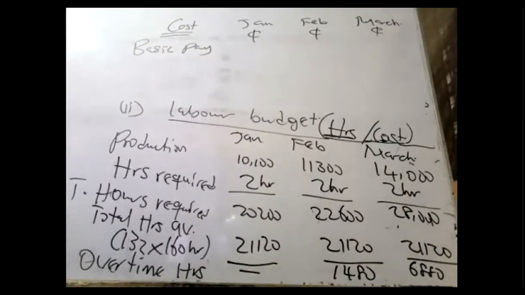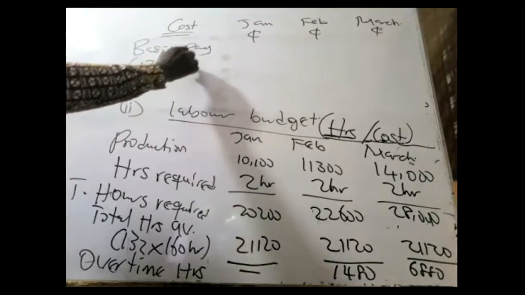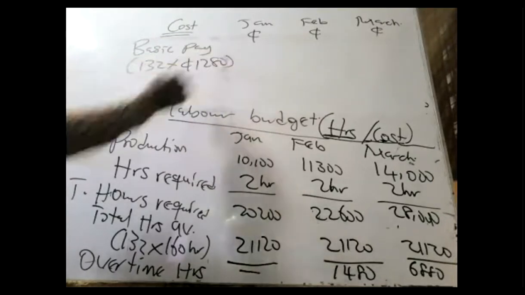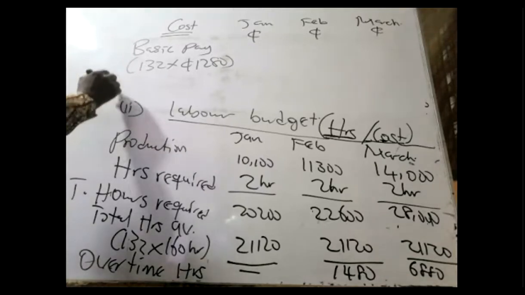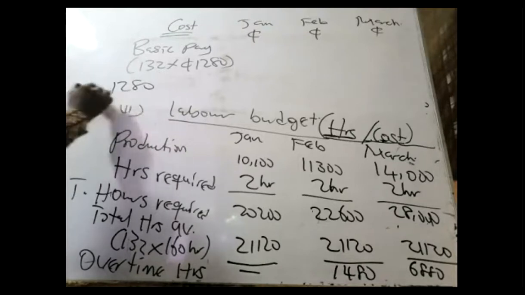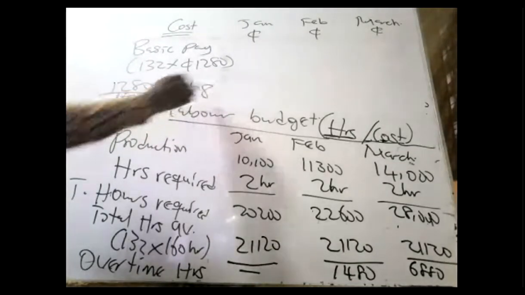Now, how many workers? What's the minimum amount you give to them? The workers are 132 by 1,280. Alternatively, we can cover the rate per hour. The rate per hour can be calculated as 1,280 divided by the 160 hours. You get something like 8 cedis, right?